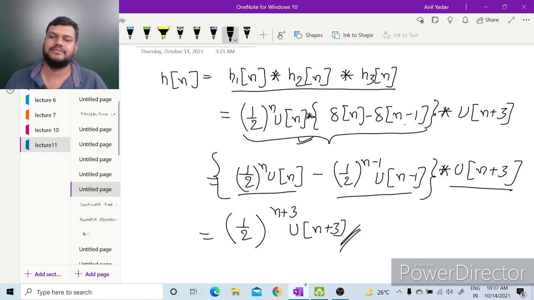Again we know the result for a^n u[n] convolved with u[n plus alpha]. By combining these results, we can get the overall impulse response of the system as h[n] equals (1/2)^(n plus 3) u[n plus 3].